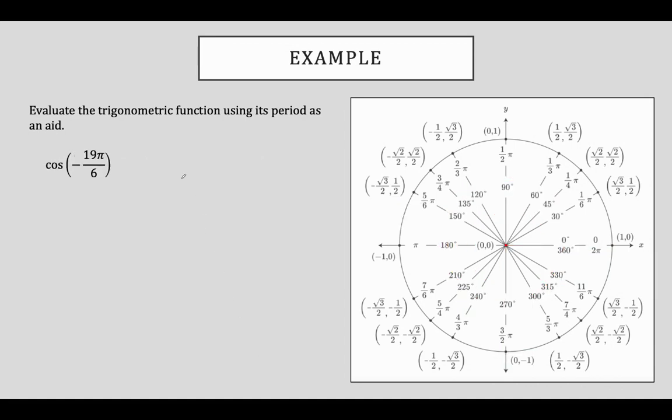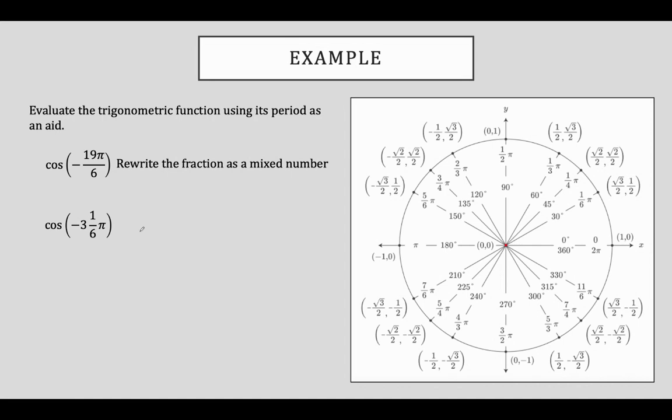All right, let's try one more here. Evaluate the trigonometric function using its period as an aid, the cosine of negative 19 pi over 6. Again, here I have an angle that is less than negative 2 pi. So I'm going to be going through greater than one complete revolution in the clockwise direction. How many times does 6 go into 19? Well, 6 goes into 19 three times with a remainder of 1. So this is the same thing as the cosine of negative 3 and 1/6 pi.